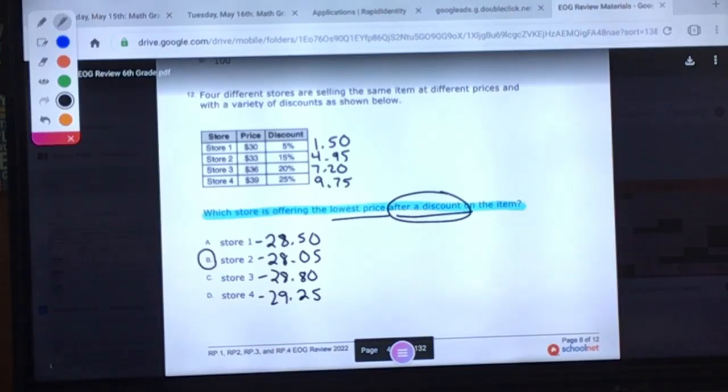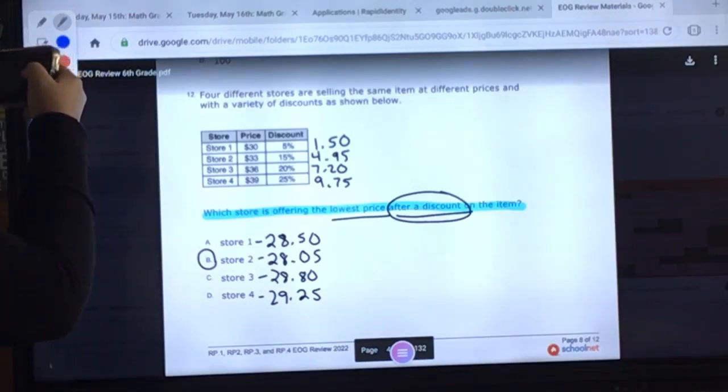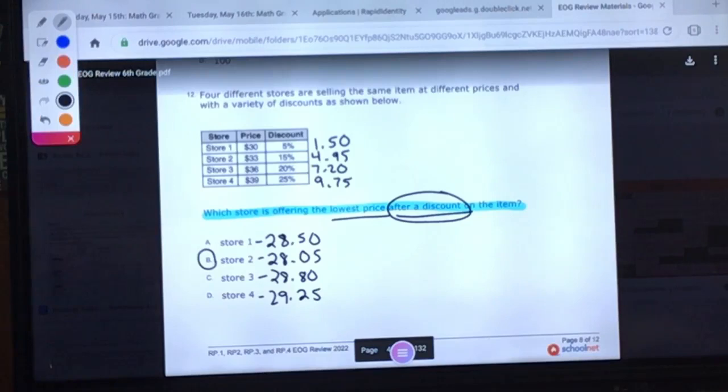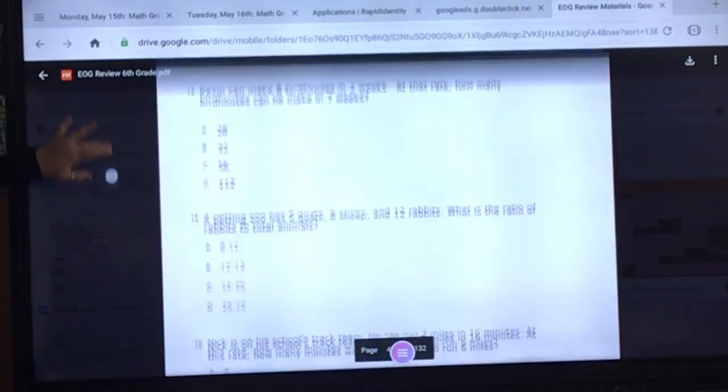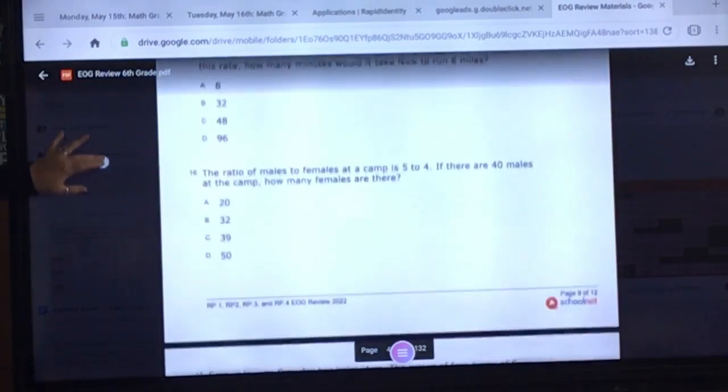So it didn't seem like a terribly hard problem, but it ended up being what? Did it end up being more than just one step? Yeah. Because it's more than just finding that discount. We've got to find the discount and then apply that discount. Subtract it.